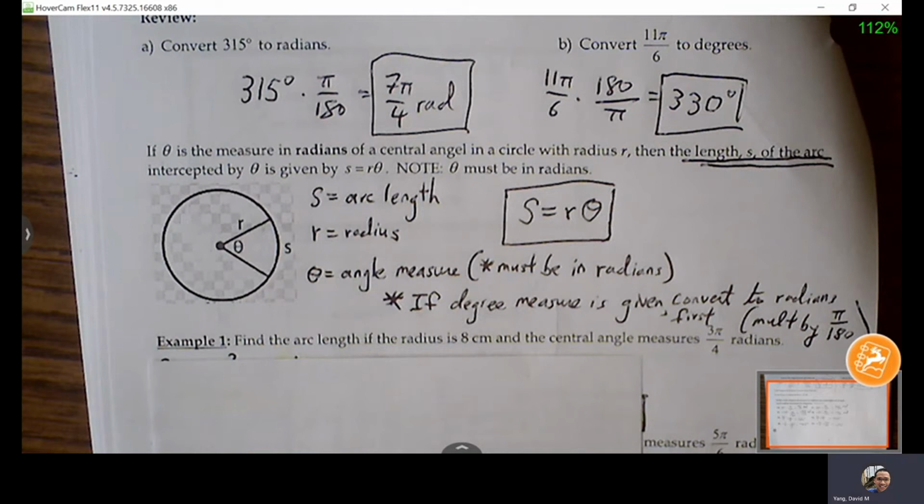Make sure you have your units in place. Make sure you're multiplying by the correct conversion rate. Any questions with A or B? All right, copy down the notes here, and I'll go over arc length in detail.